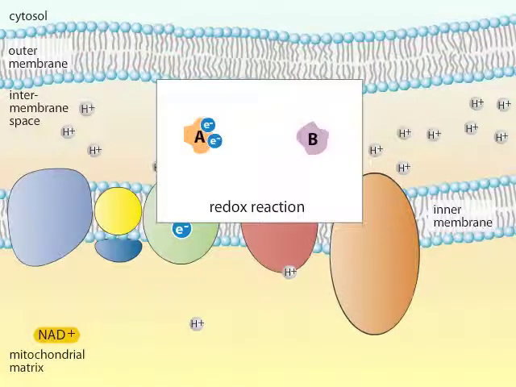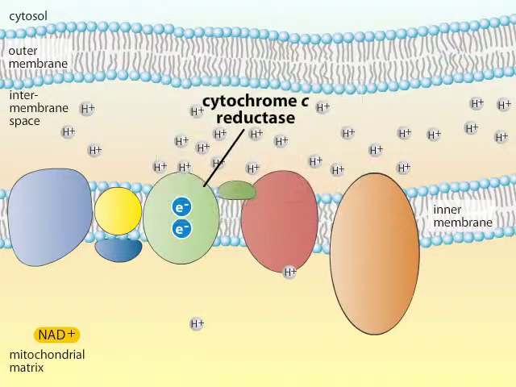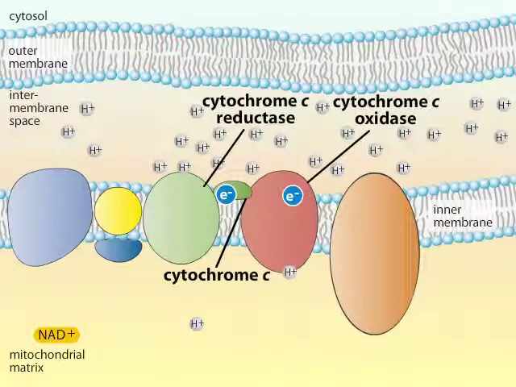In redox reactions, molecules that gain electrons are said to be reduced, while those that lose electrons are said to be oxidized. Cytochrome C reductase reduces the next carrier, cytochrome C, by donating electrons to it. The next carrier, called cytochrome C oxidase, oxidizes cytochrome C by taking electrons from it. During the electron transfer, cytochrome C oxidase pumps protons across the membrane.